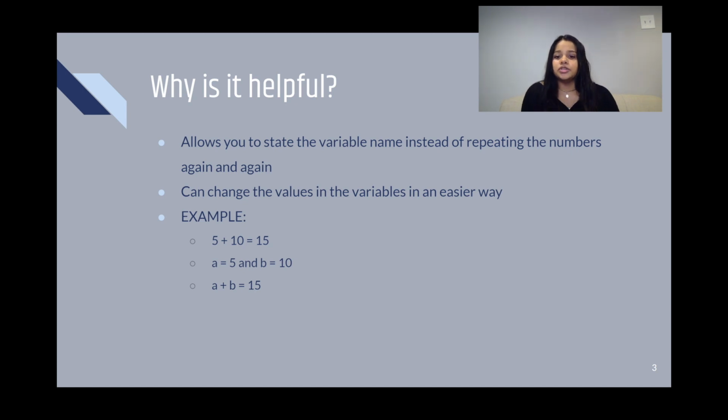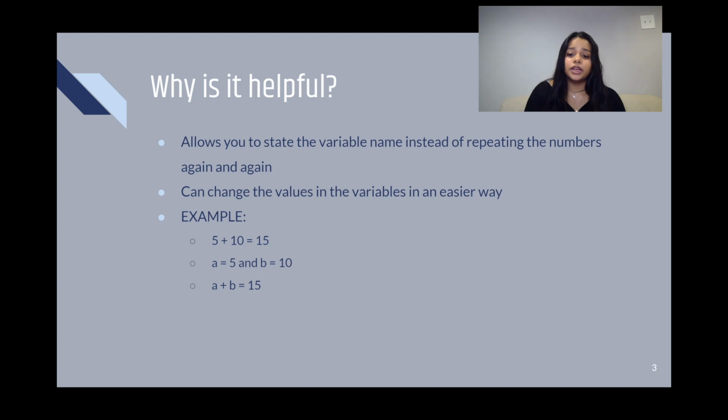Now, why are variables used? Well, for one, it allows you to say the variable name instead of repeating numbers again and again. Code can be a bit hard to read sometimes, so having variables like this helps you understand what you've written and why it works the way it does. And another helpful aspect is that you can change the values of variables in an easy way. Instead of saying 15 plus 1, you can say x plus 1.